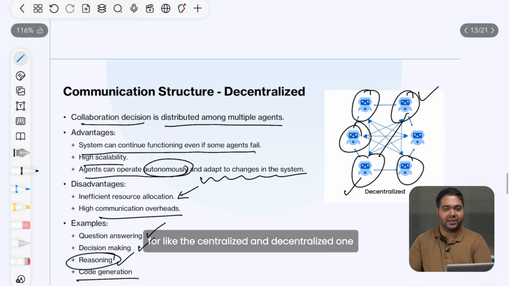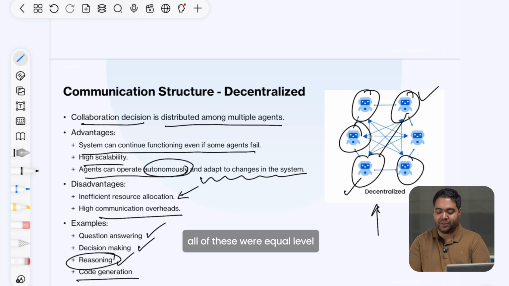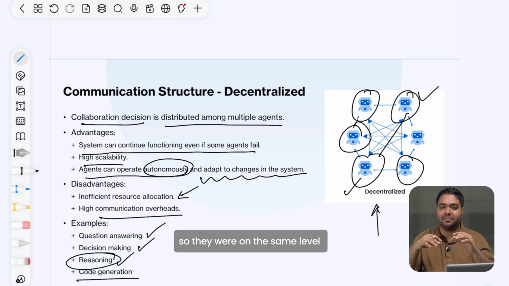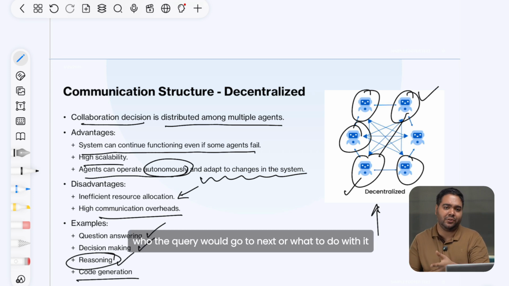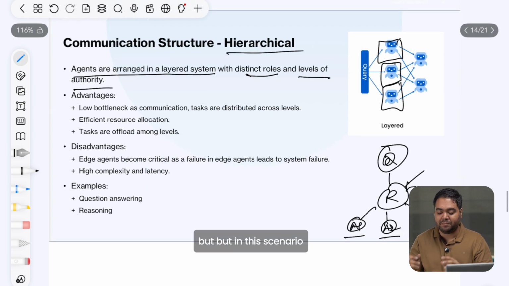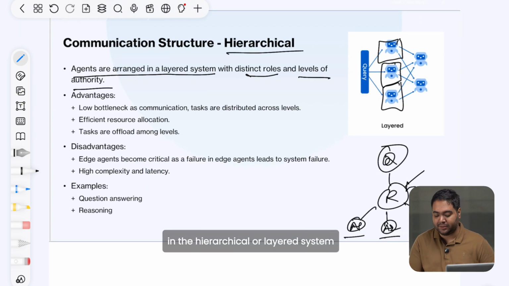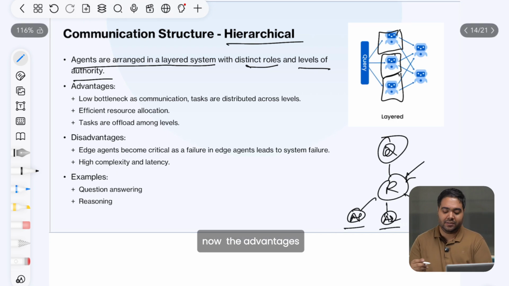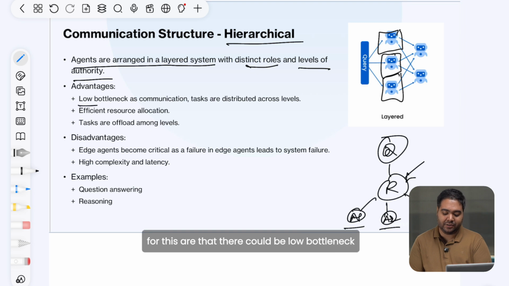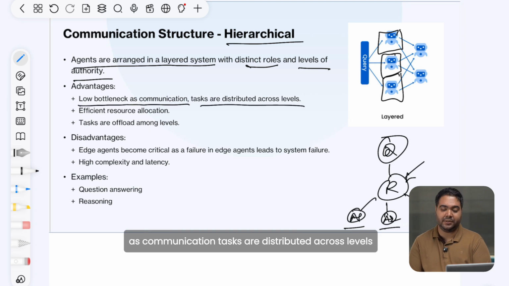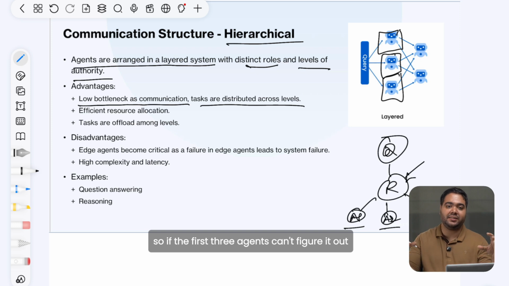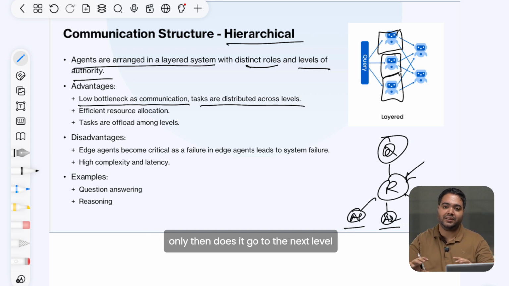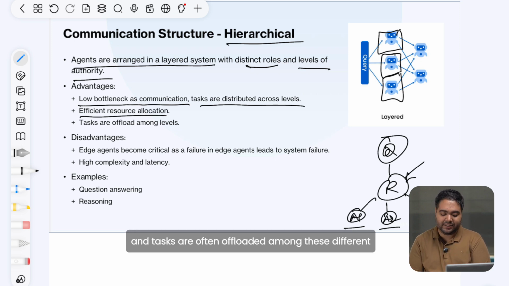In the previous example for the centralized and decentralized one, all of these were equal level. So they were on the same level. They could decide amongst themselves who the query would go to next or what to do with it. But in the hierarchical or layered system, the routing agent, or the agent with the higher authority, has the deciding power. The advantages for this are that there could be low bottleneck as communication tasks are distributed across levels. So if the first three agents can't figure it out, only then does it go to the next level and the next level and so on. This allows for efficient resource allocation as well, and tasks are often offloaded among these different levels.